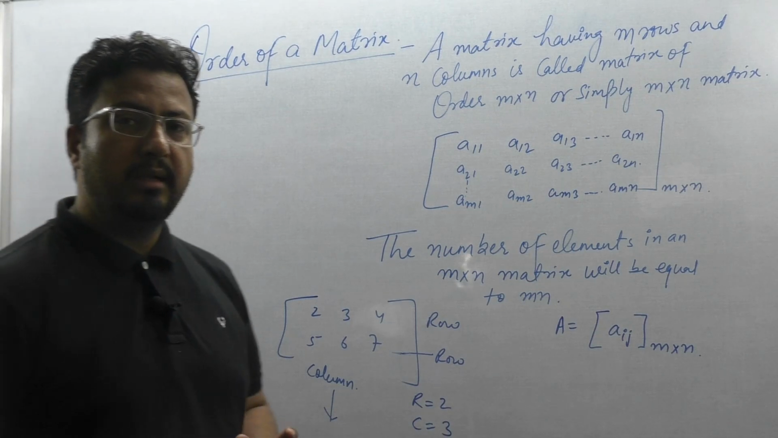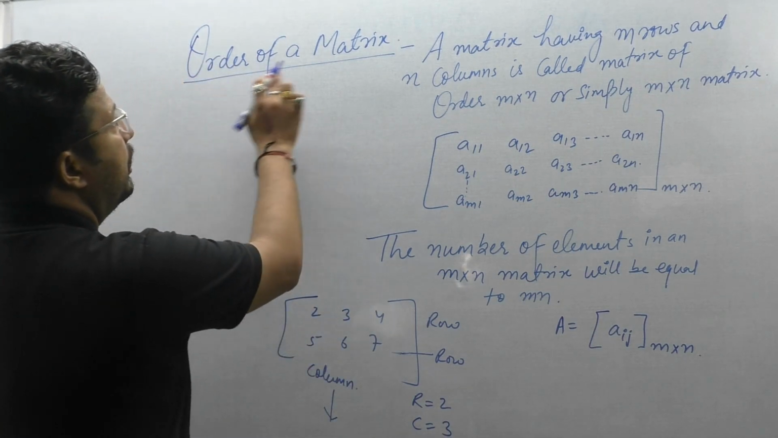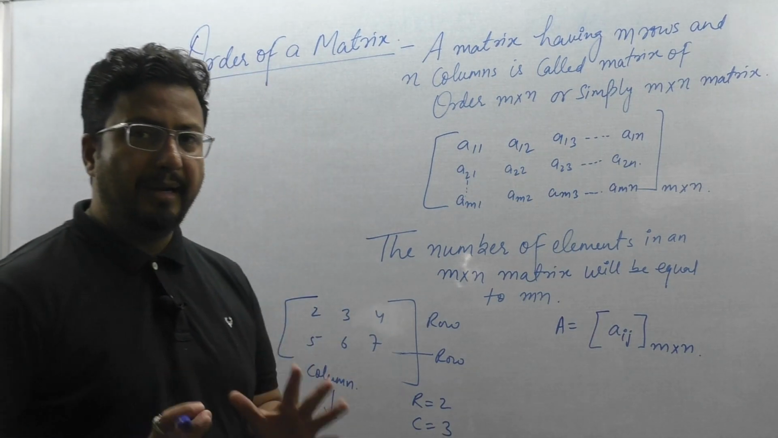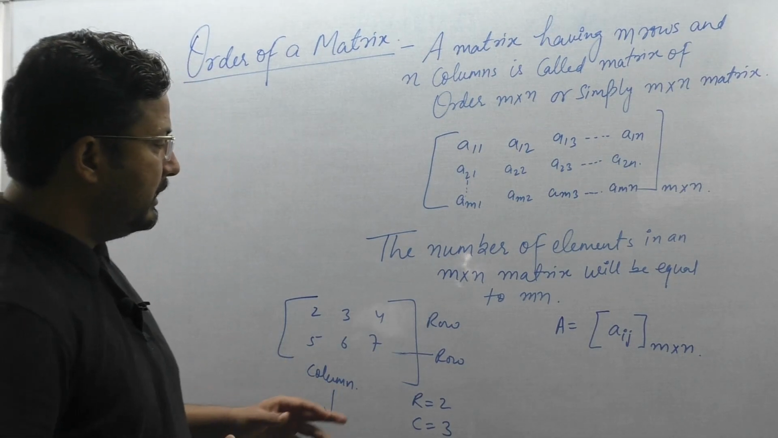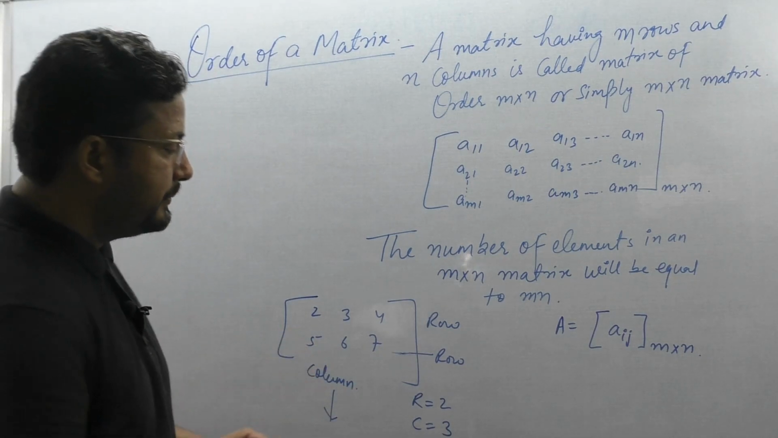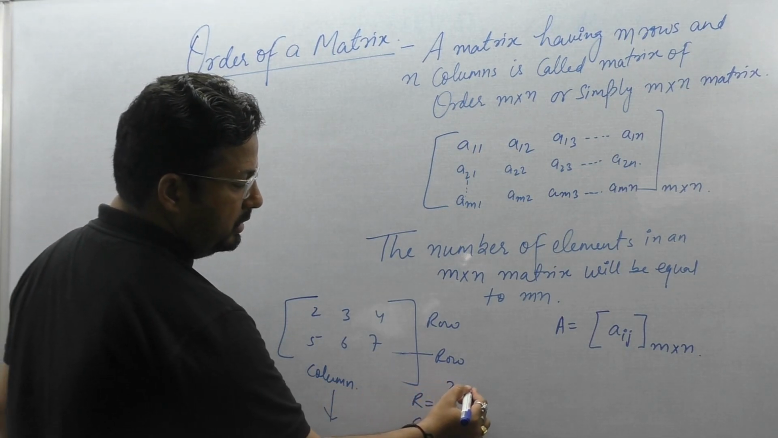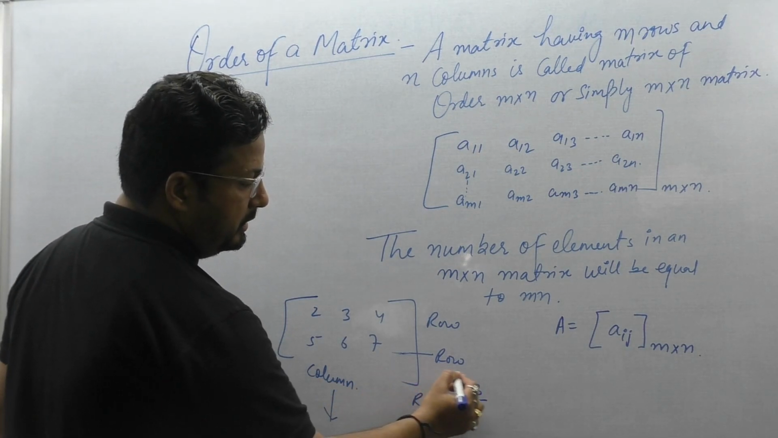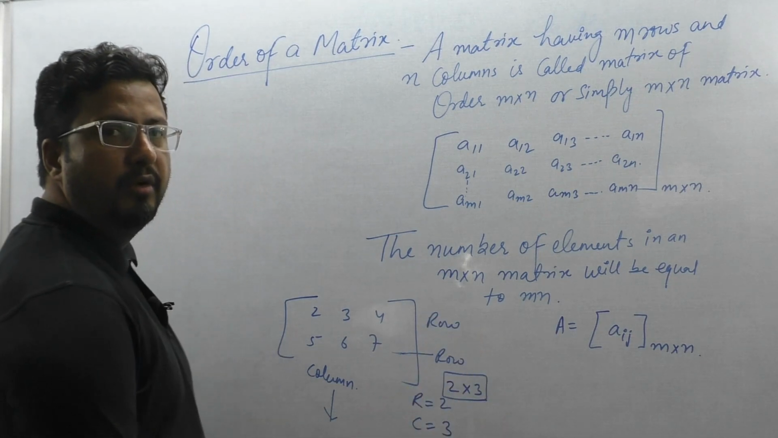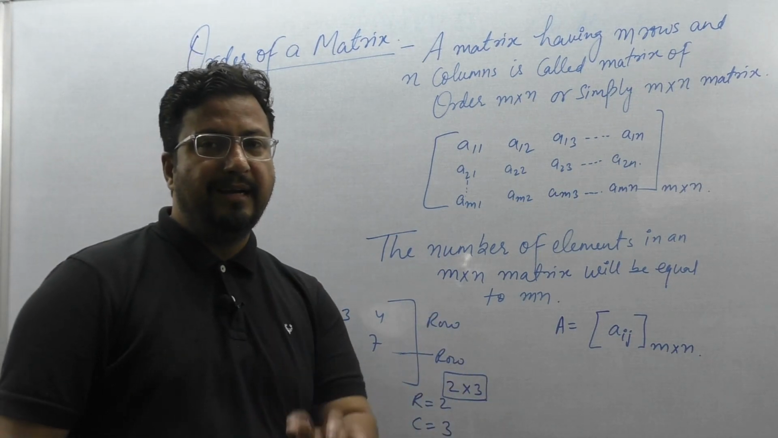Now today we'll discuss what is the order of a matrix. How can we easily understand the order of a matrix? Here we come to know how many rows there are, 2 rows and 3 columns. So this 2 into 3 is called the order of the matrix. Now let us understand it in standard language.